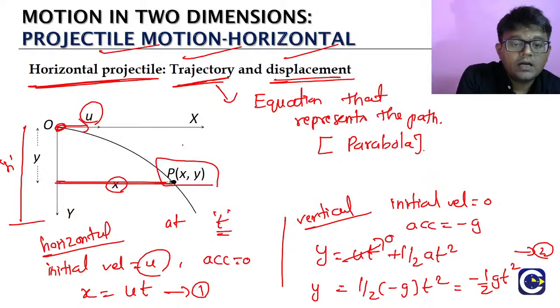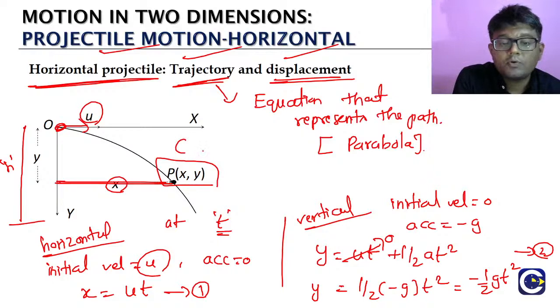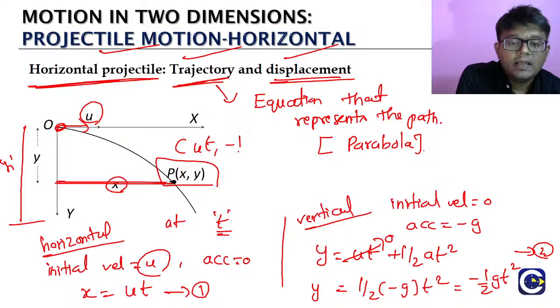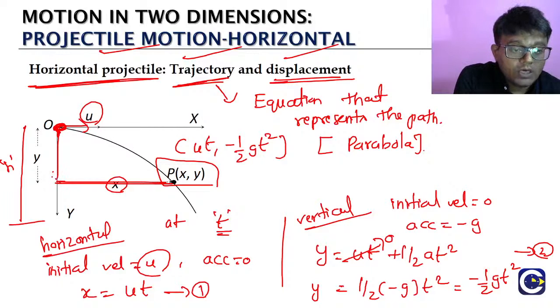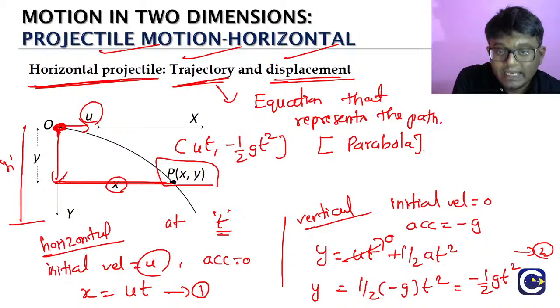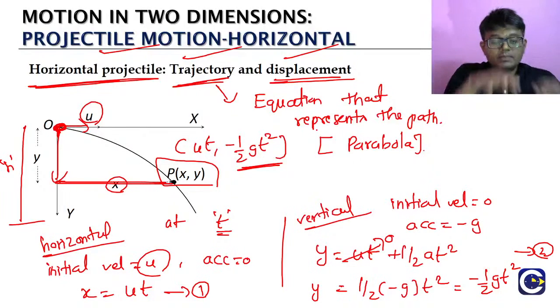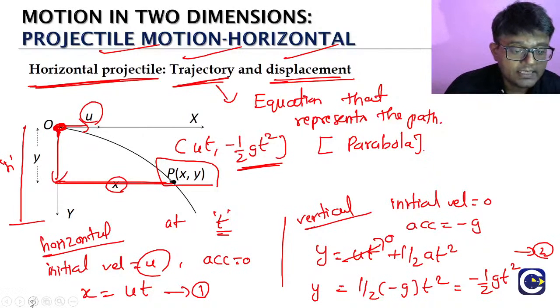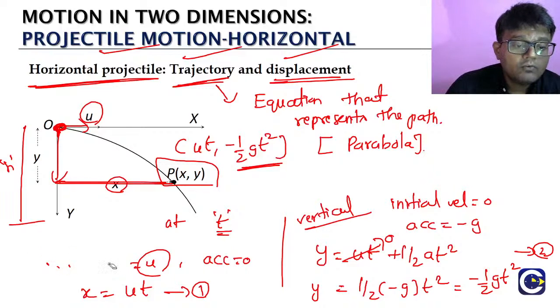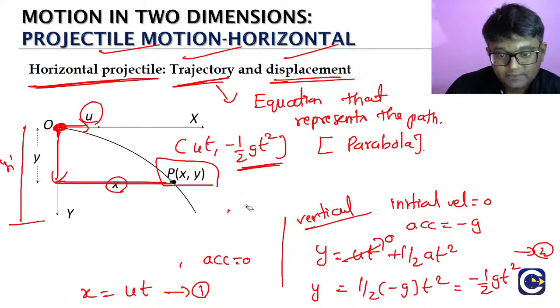So what are the coordinates of the particular point? It is ut comma minus half gt square. One thing we need to keep in mind is the starting point we are taking as the origin. When you go down, you are going into the negative side of the y-axis. That is the reason why the y coordinate is coming as negative. So from that reference level, going down means you are going onto the negative side of the y-axis. That is why the y coordinate is negative.